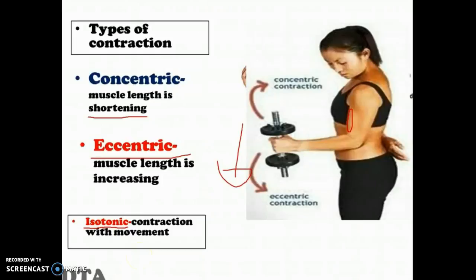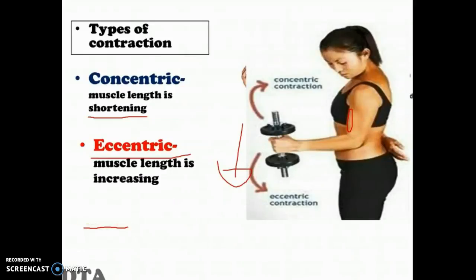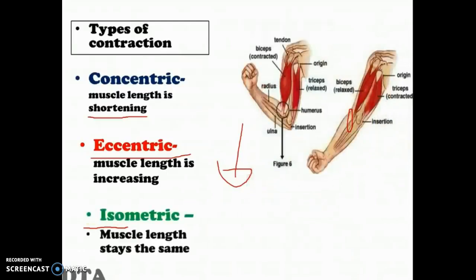These are known as isotonic contractions, contractions that have movement. It's essential that we understand that concentric and eccentric contractions are known as isotonic, not to be confused with the next one we're going to look at, which has a contraction but no movement.